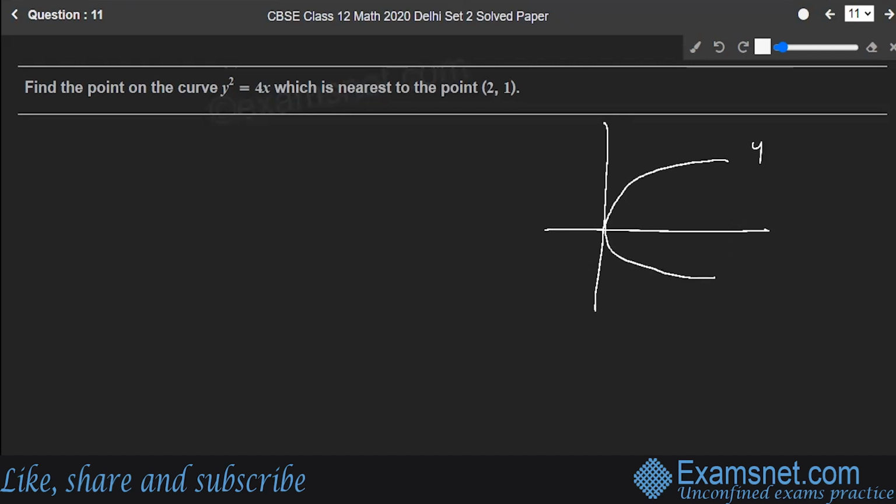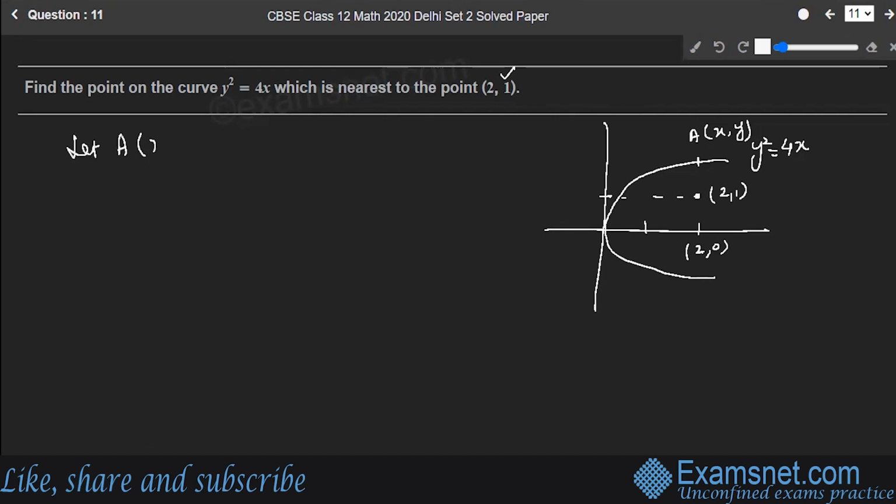This is the parabola y square is equal to 4x. Let this be the point A(x, y), which is nearest to the point 2 comma 1. Where is the point 2 comma 1 according to here? It will be here. So let A(x, y) be the point which is nearest to the point 2 comma 1.